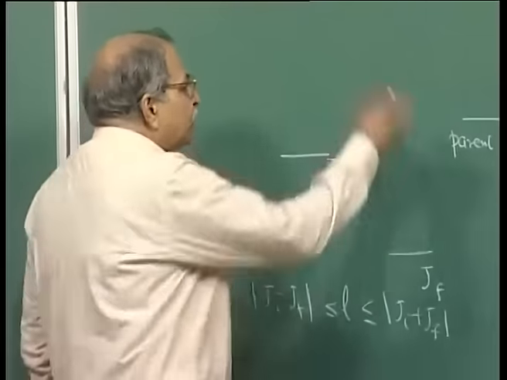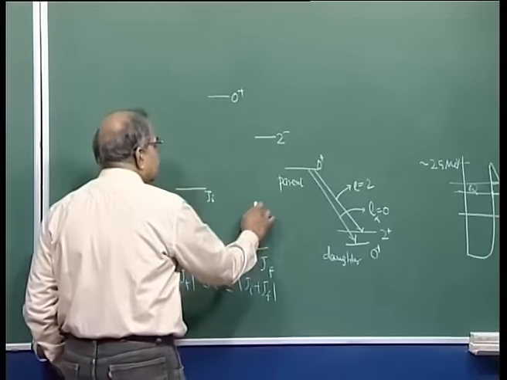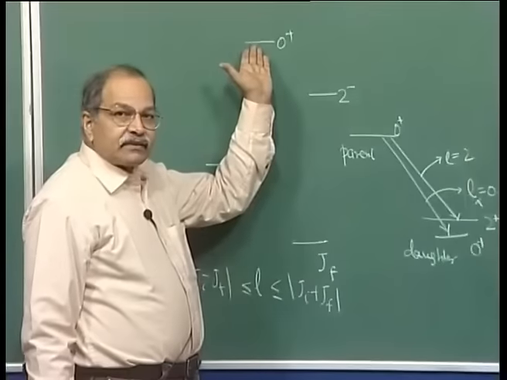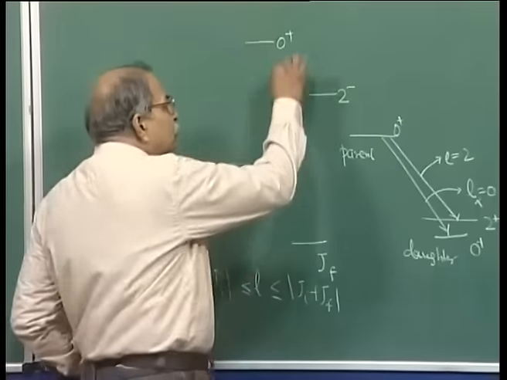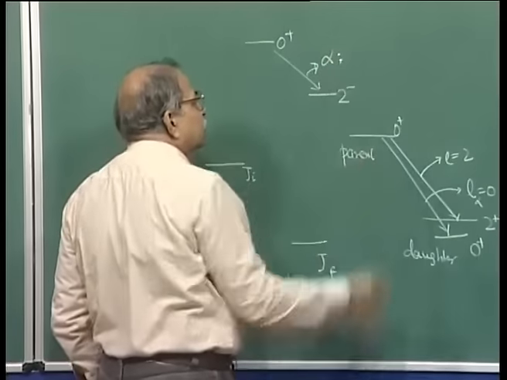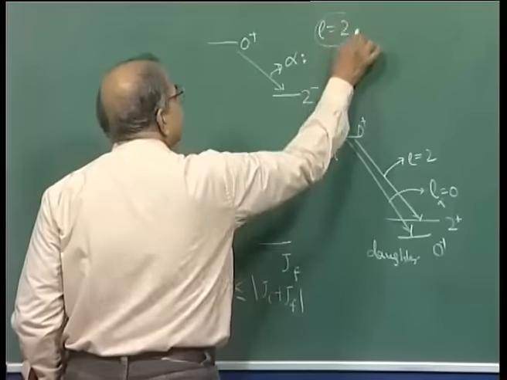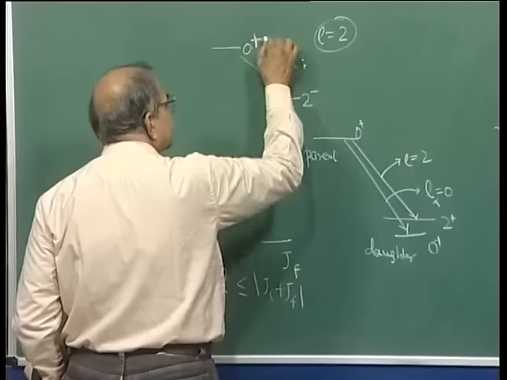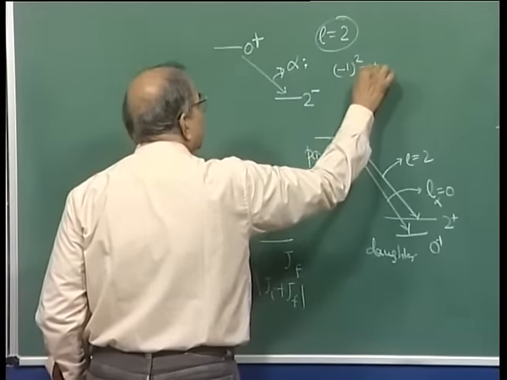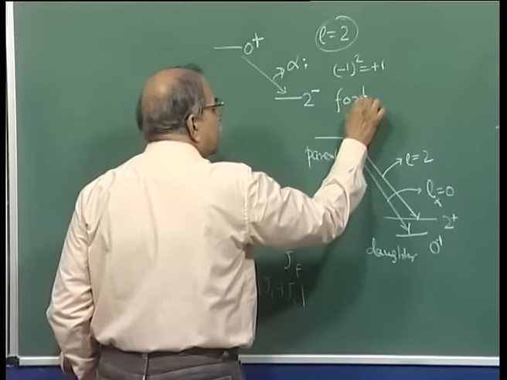So, for example, if you are looking at a transition from 0 plus to 2 minus, suppose the daughter has a state 2 minus and the parent is in 0 plus, and you are looking at this transition with an alpha particle, that will be forbidden, because from 0 to 2, using this inequality, L must be 2, and if L is equal to 2 the parity is plus here and parity is minus here, so that is not possible. Minus 1 to the power 2 is plus. So, this transition is forbidden, absolutely forbidden.